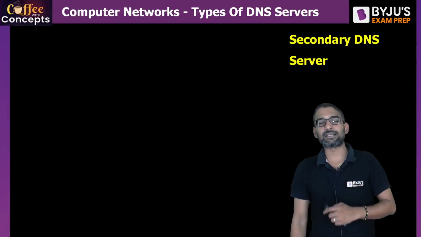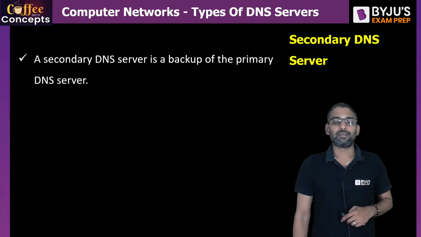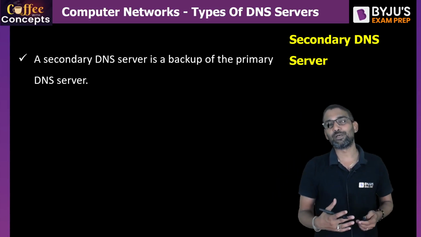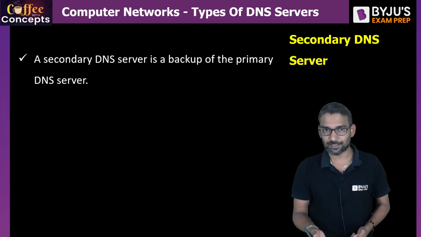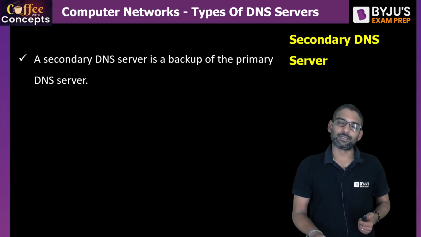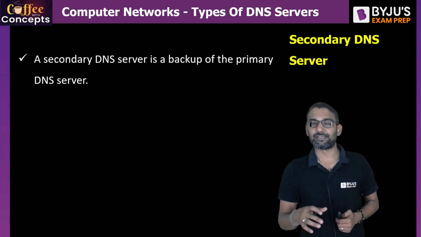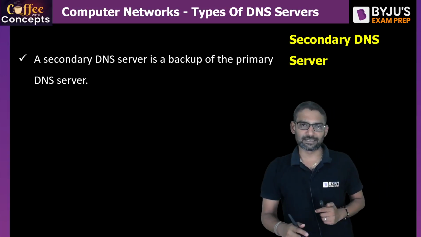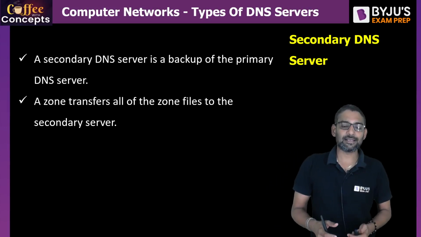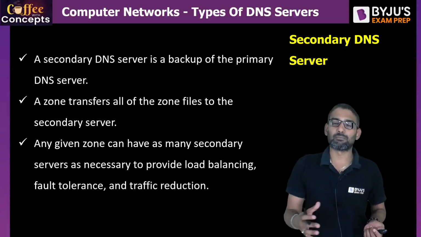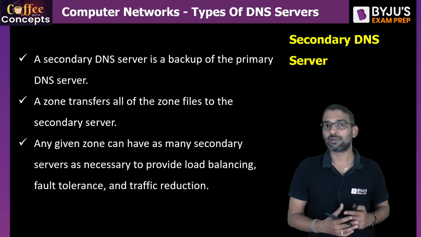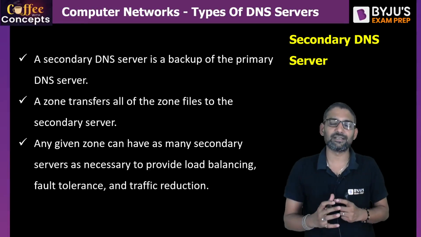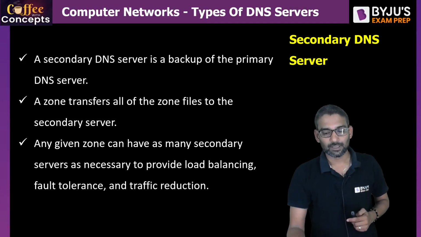Then what is the secondary DNS server? It is a backup of the primary, because the network traffic would be too high and there are possible threats on the internet. So a backup is always maintained. For every zone you will have one primary DNS server, but you can have multiple secondary DNS servers. One primary, multiple secondary DNS servers. So what is this secondary server? It's a backup.